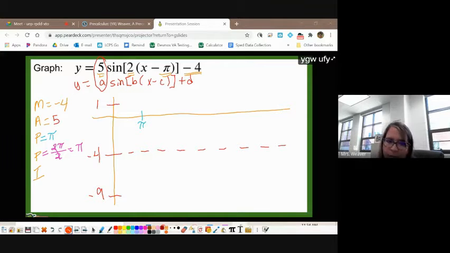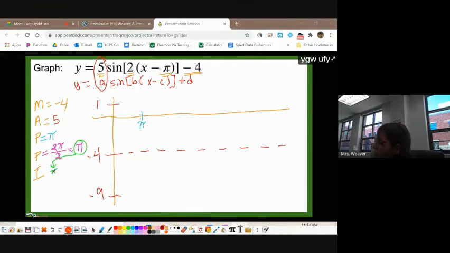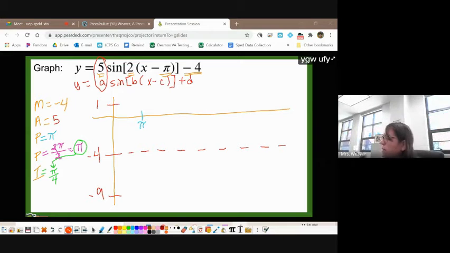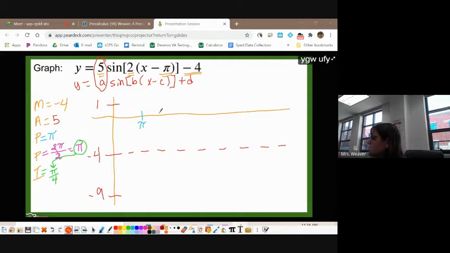Okay. Now, the last letter in MAPPY is I, which stands for interval. To find the interval that we're going to count by, we're going to grab the period that we just found and bring it down here and divide it by 4. So we're going to do pi divided by 4. That means our interval that we count by is going to be pi over 4. So go ahead and move out from your starting point, your phase shift, and mark 4 equally spaced points. Okay, 4 equally spaced points.